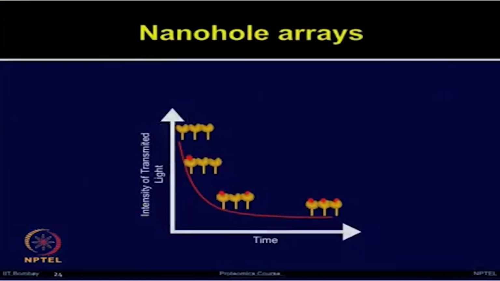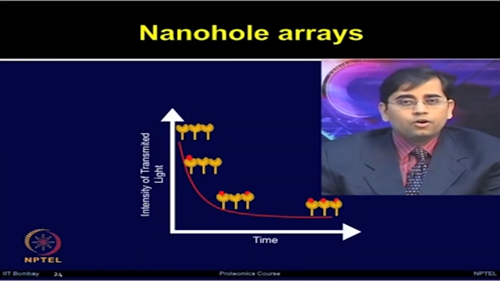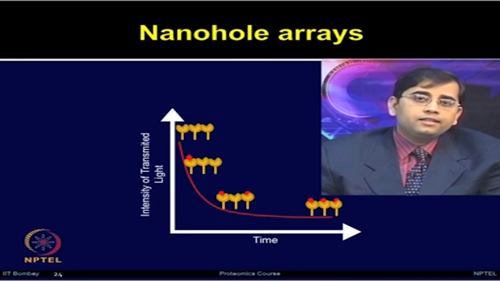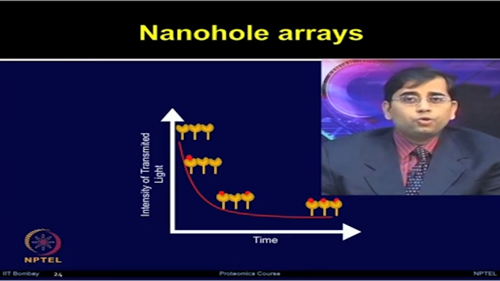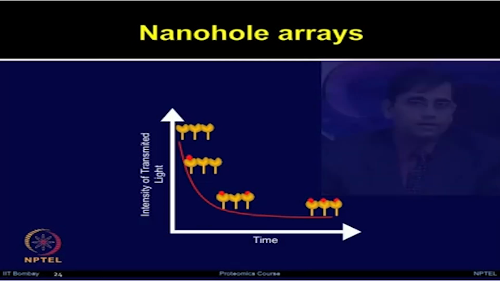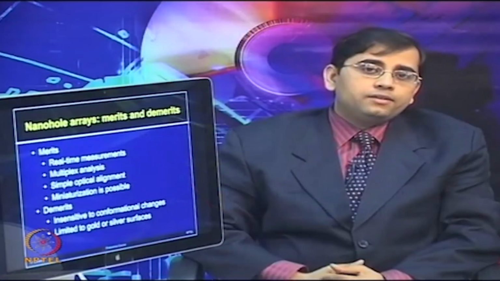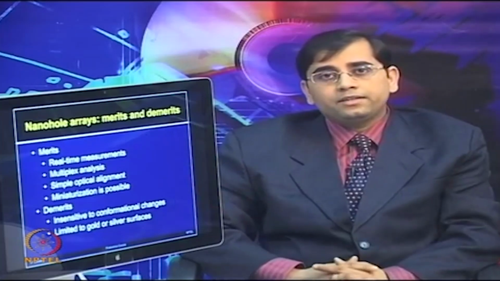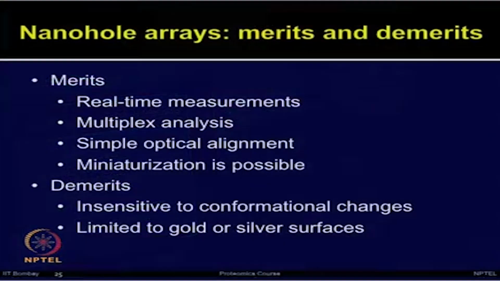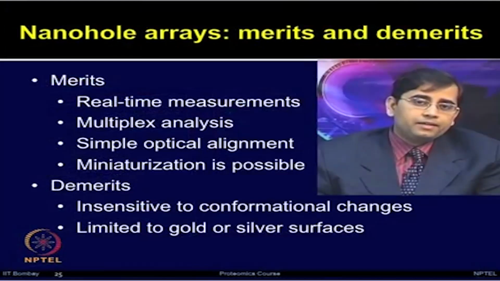Now, in this graph, which is intensity of the transmitted light versus time scale, as analyte concentration increases on the nano hole arrays, the transmission intensity of the light decreases exponentially. So, nano hole arrays are promising for studying the binding kinetics of protein-protein interactions, and they are also compatible for the microarray format. There are many advantages of using nanohole arrays. They can provide information in real time, and have multiplexing capability.